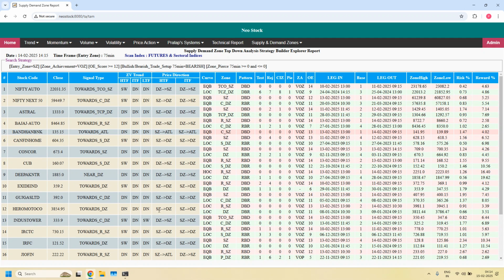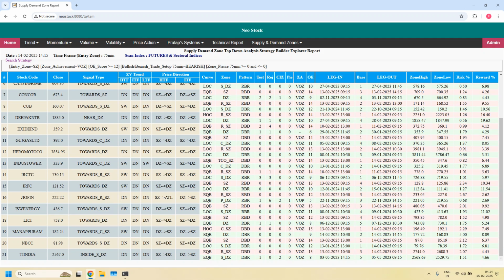First 16 stocks in the list. I am scrolling the list down. So total 21 stocks.